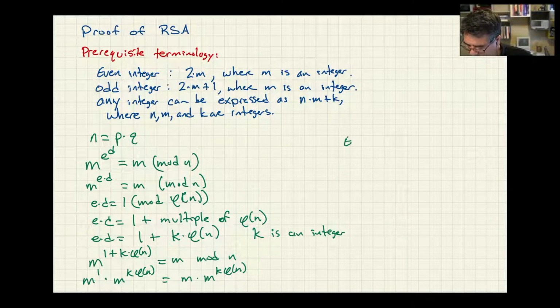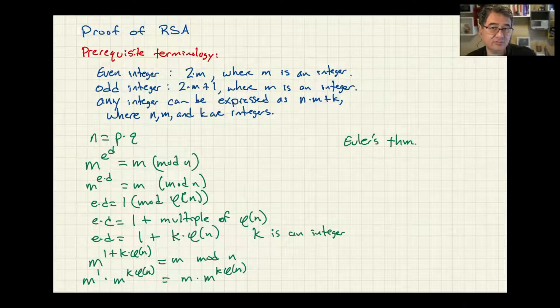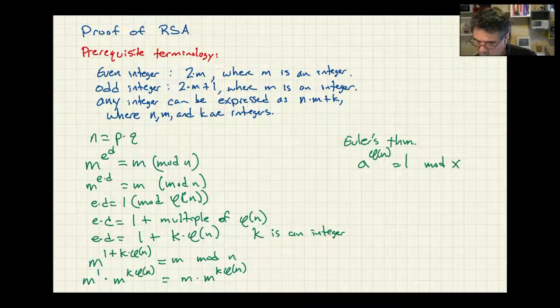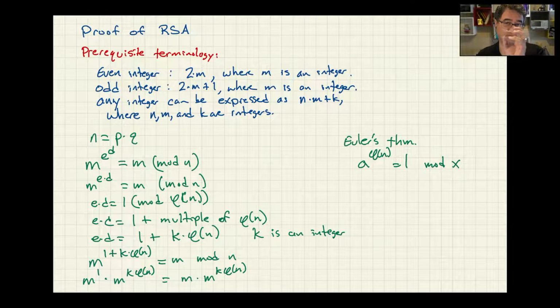Now, we have Euler's theorem, so this comes back again. Remember, that was a to the totient of n is equal to 1 mod some other number, x. So you've got some integer a, and some integer x, and as long as those two are co-prime, this formula holds. And in this case, we're working with co-prime numbers, so that's satisfied.